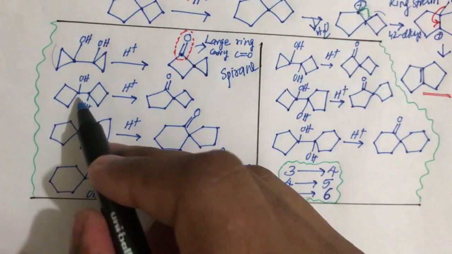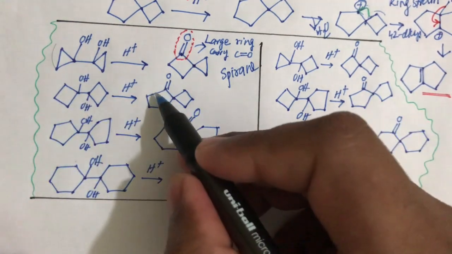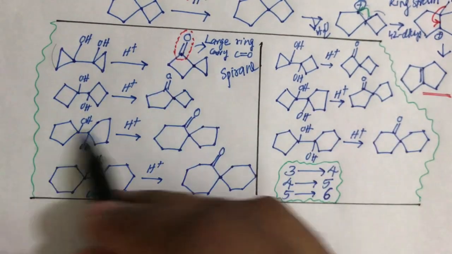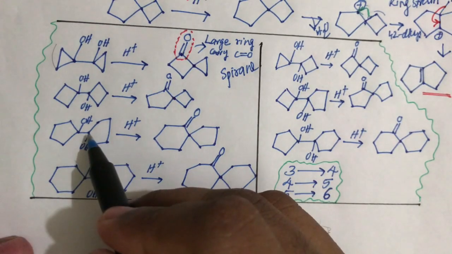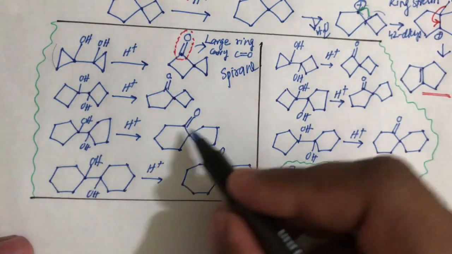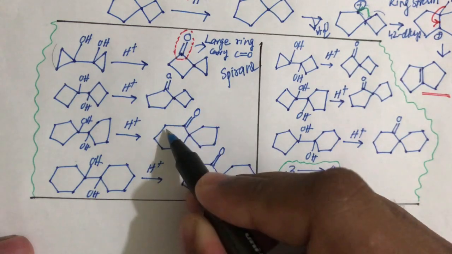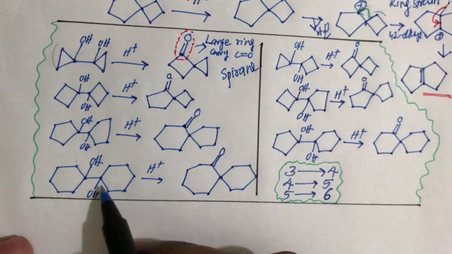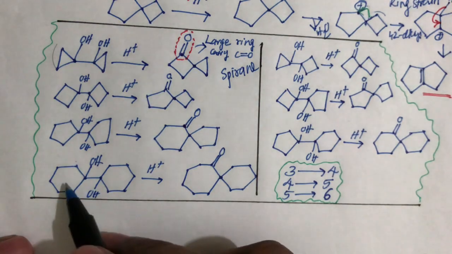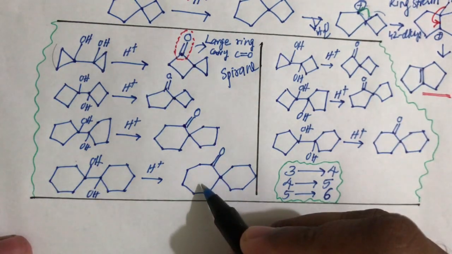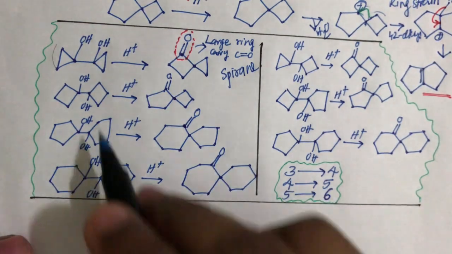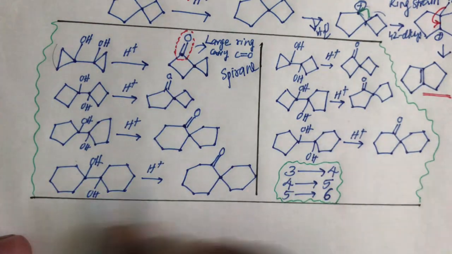Similarly, suppose you have two 4-membered rings: one of the 4-membered rings gets converted to a 5-membered ring, and the second position has a keto functional group. If you have two 5-membered rings, one of them is converted to a 6-membered ring, and the second position has a keto functional group. If you have two 6-membered rings, one of them gets converted to a 7-membered ring, and you have a keto functional group at the second position. So that is about symmetric rings.